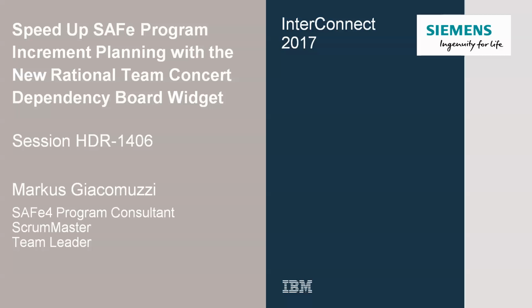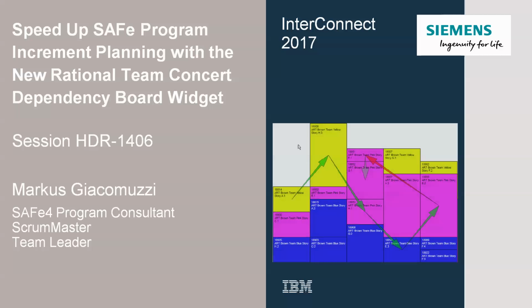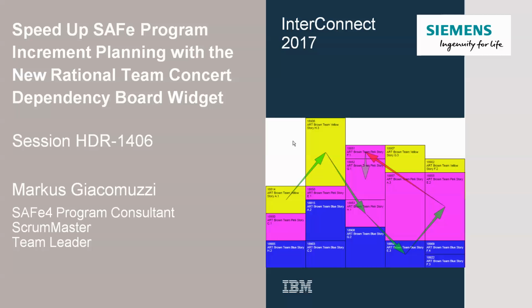I'm a Scrum Master of a Java application software team, and we are building software for fire safety systems. I'm going to show you how you can speed up your SAFe program increment planning session with this brand new RTC dependency board widget. Actually, the dependency board widget is better known as the Timebox planning widget. However, in order to address SAFe's program board, we have added sophisticated dependency visualization. I'm the product owner of this widget.